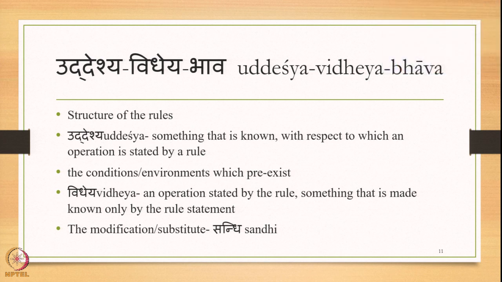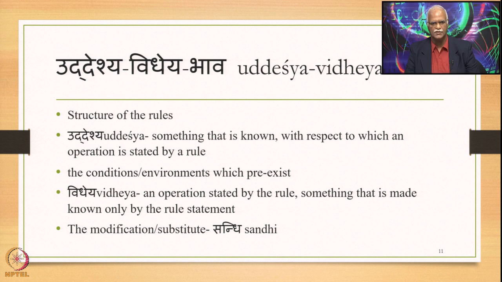We also have Uddeshya Vidheya Bhava playing a crucial role. Uddeshya Vidheya Bhava plays an important role as far as the structure of the rule is concerned. Uddeshya is something that is known, with respect to which an operation is stated by a particular rule, namely the conditions or the environments which pre-exist. Vidheya, on the other hand, is an operation stated by the rule, something that is made known only by the rule statement. And given Uddeshya, the modification or the substitute takes place, this is what is sandhi.